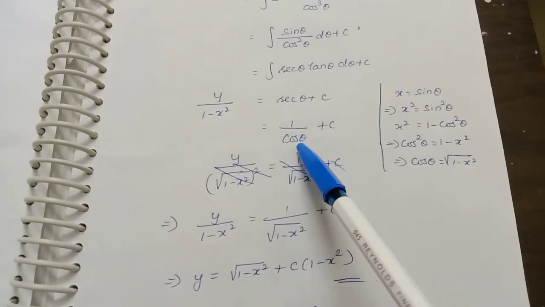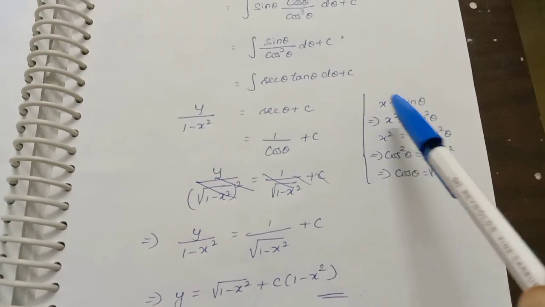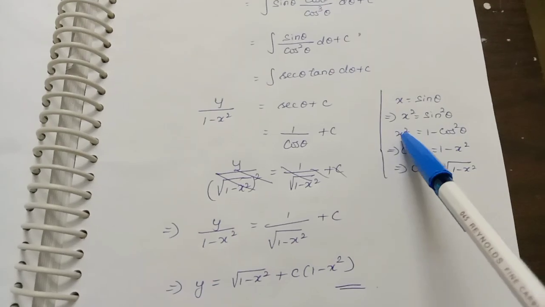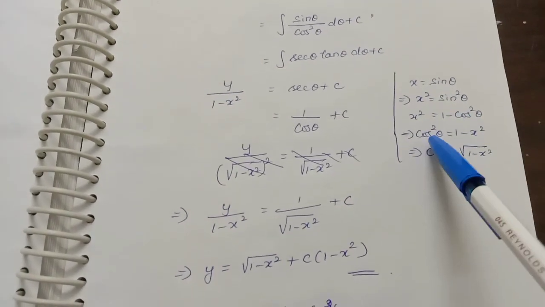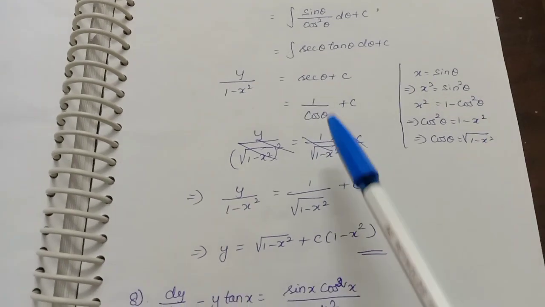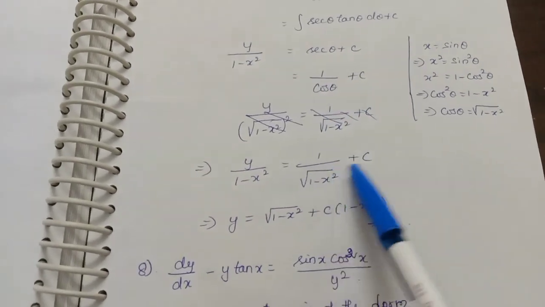Secant theta is nothing but 1 by cos theta. But what is sin theta? X is equal to sin theta, no? So x square equal to sin square theta. That means x square equal to 1 minus cos square theta. So cos square theta is nothing but 1 minus x square. So here you substitute, instead of cos theta, 1 by root of (1 minus x square).